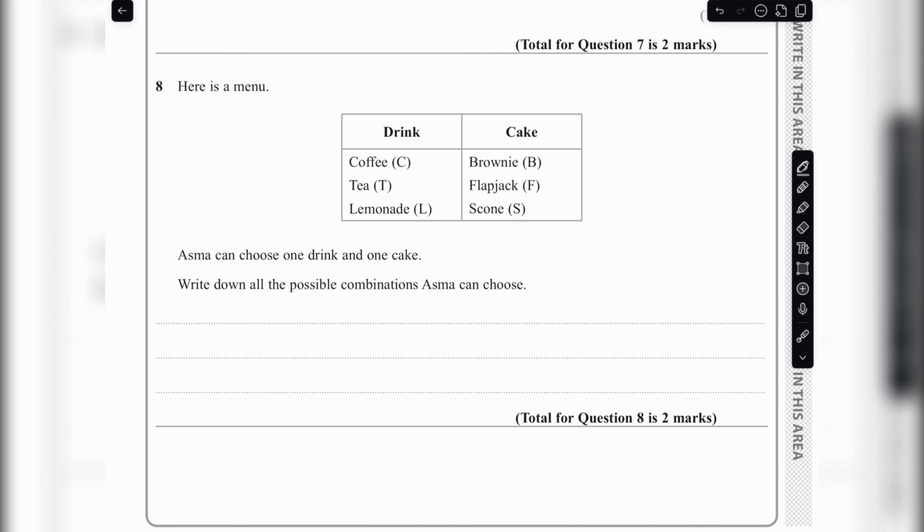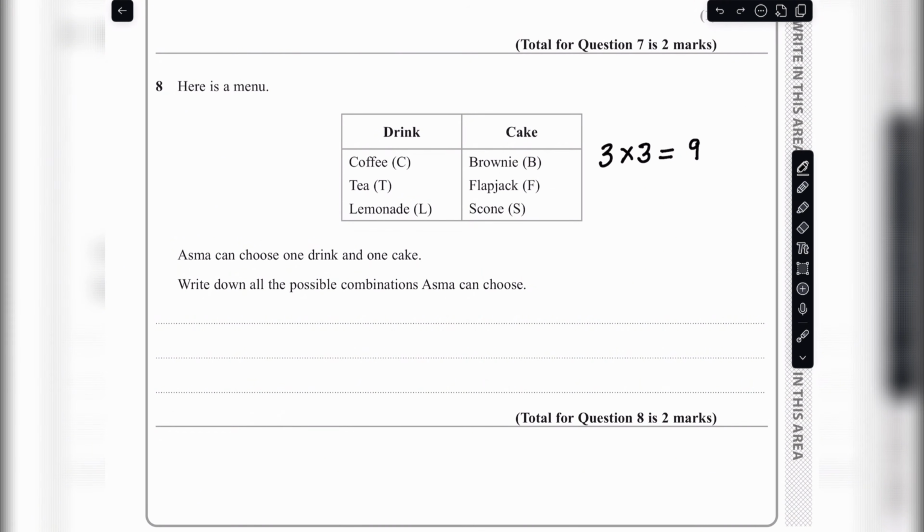Asma can choose 1 drink and 1 cake. Write down all the possible combinations Asma can choose. So really easily, we can see that for each drink, he can pick a single cake. So we know that there are 3 possible drinks he can select and 3 possible cakes he can select. So if we multiply those numbers, that gives us 9. So we know in this question, there are 9 possible combinations.